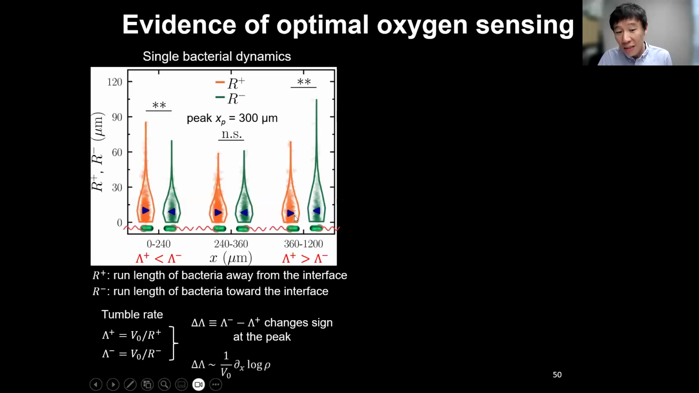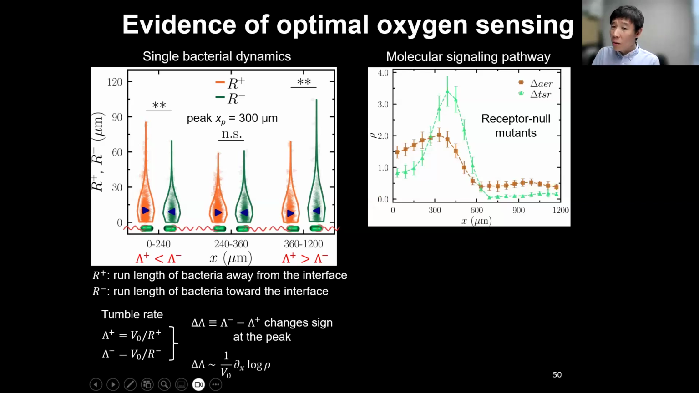And more interestingly, if you calculate the magnitude of this change of lambda, it actually balances the density gradient that you see in the system. This is telling you that the peak that you see in your system is really due to this difference in tumble frequency, which sustains the peak we have in our measurement.